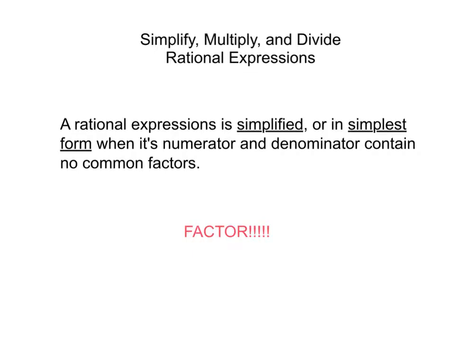Now we're going to talk about simplifying, multiplying, and dividing rational expressions. And you know a rational expression is simplified when there are no common factors in the numerator or denominator. The main thing you're going to be doing is factoring. You automatically factor in these problems, and then it's very, very simple. So again, if you can factor, this is no big deal at all.